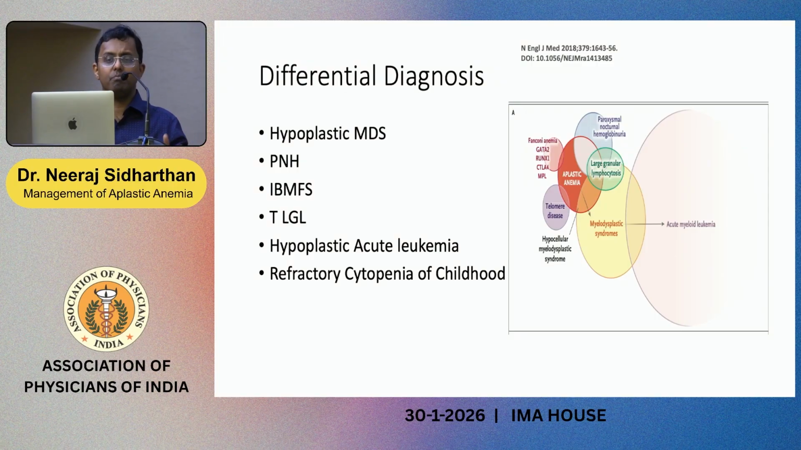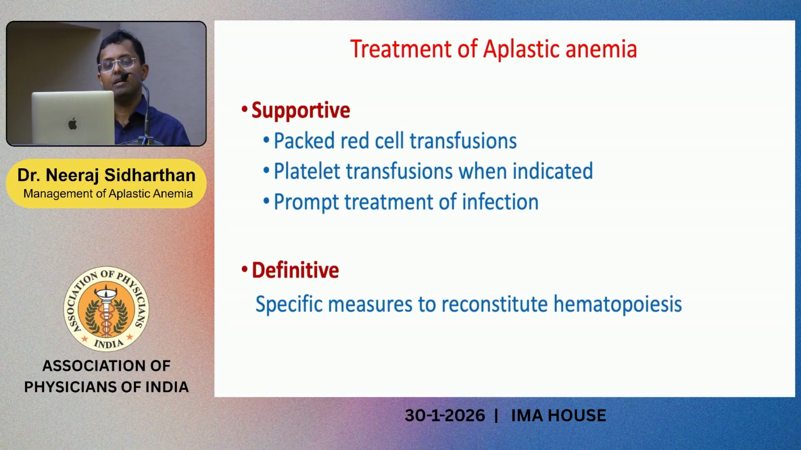Then you have PNH. PNH sometimes may have an increased lactate dehydrogenase. That may be the clue from the peripheral blood picture. And then you have inherited bone marrow failure syndromes, or TLGL, or hypoplastic acute leukemia, or a condition called refractory cytopenia of childhood. So much for the differential diagnosis.